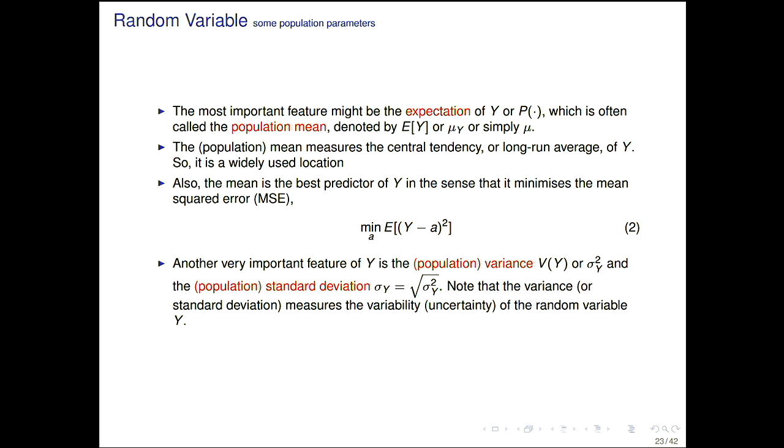Okay, so what are those important features of the population? One is the expectation of the random variable. This expectation is often called the population mean or just mean.